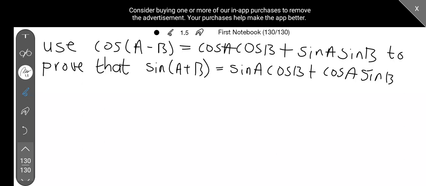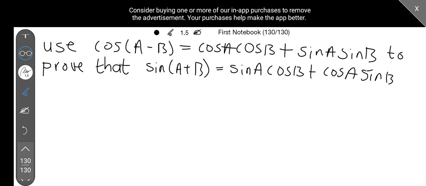In this lesson, we'll be using the identity cos(A − B) = cos A cos B + sin A sin B to prove that sin(A + B) = sin A cos B + cos A sin B. Take a look at the difference between the identity for cos and sin. With cosine, the sign inside the bracket is different from the sign on the outside.